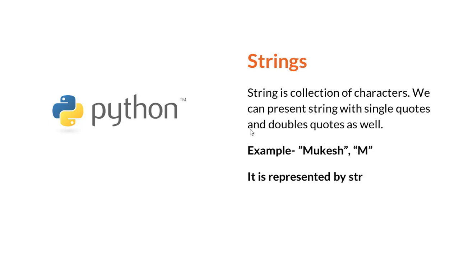The next data type is string. String is nothing but a collection of characters. We don't have a separate character data type in Python. What we have is a string. We can represent a string in Python with either single quotes or double quotes, both are acceptable. Any example you can take, whether it's Python, Mukesh, Otwani, Selenium, anything in double quotes or single quotes, it will be considered a string, and it is represented by str.